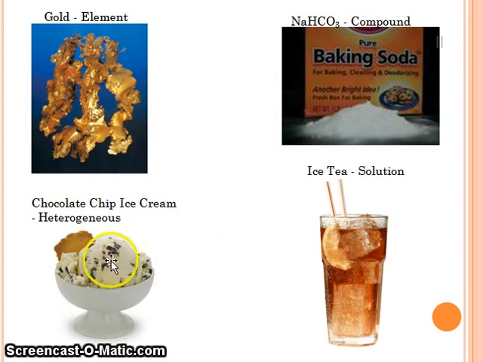This is chocolate chip ice cream. This is a heterogeneous mixture. You can see these pieces in it, and we could take those pieces out if we wanted to. That's how we know that it's a heterogeneous mixture. It's not mixed very thoroughly. Iced tea over here is a solution. It is the same throughout. If we let it sit, nothing will fall out of it or precipitate out. It will stay a solution.